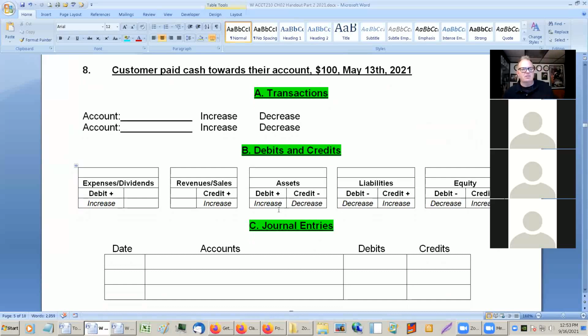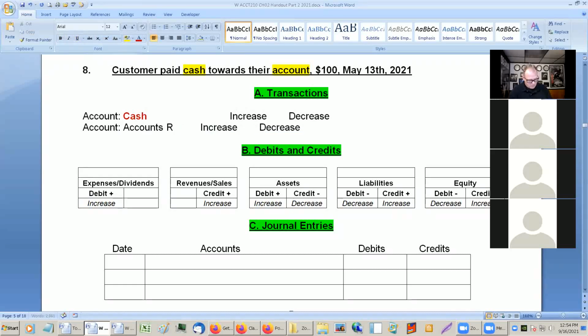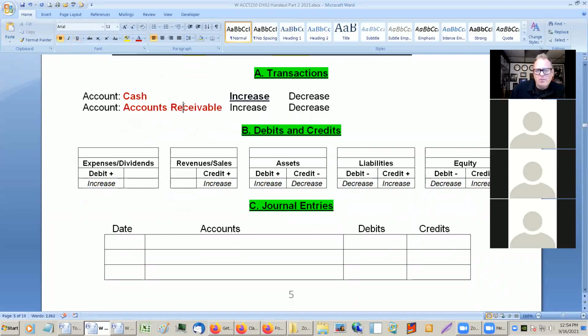Okay, number 8 is exactly the same as number 7. It's just a different way of doing it. Customer paid cash. Okay, so our cash is going up. Accounts receivable. So even if you can't remember exactly what to do with accounts receivable, you can still make this journal entry correctly.